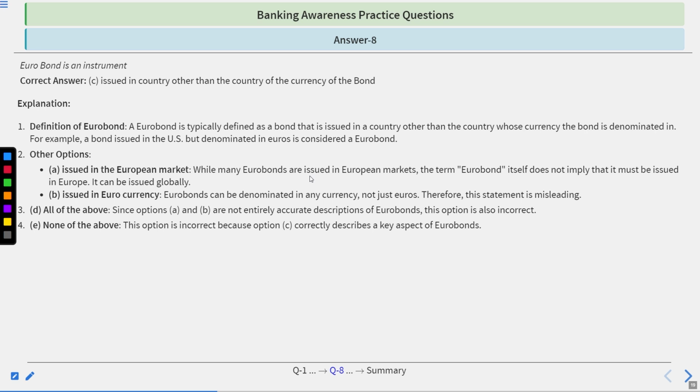Third is all of the above. Since options A and B are not entirely accurate descriptions of Eurobonds, this option is also incorrect. And when option C is correct, automatically option E, none of the above, would be incorrect.